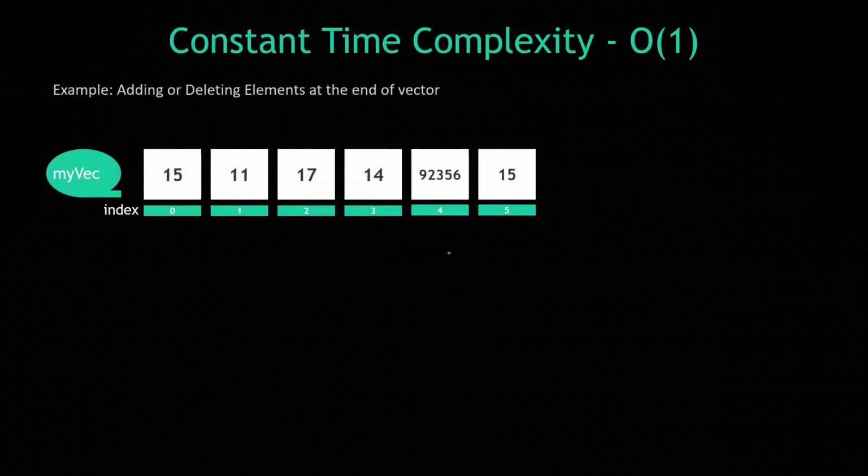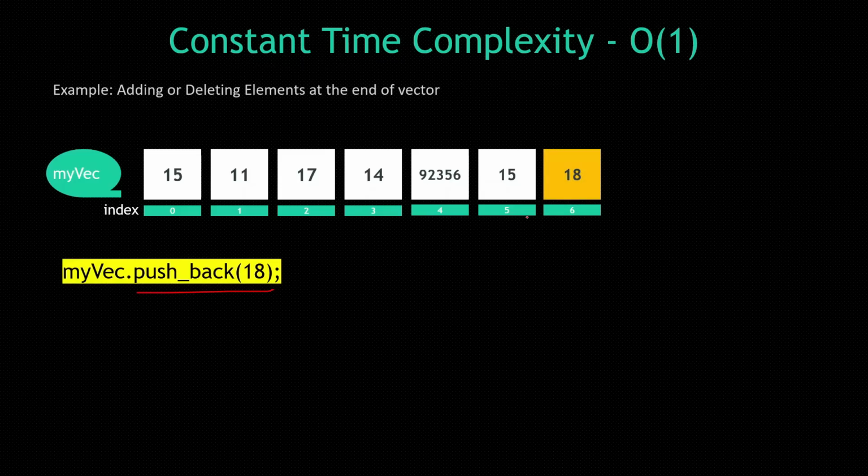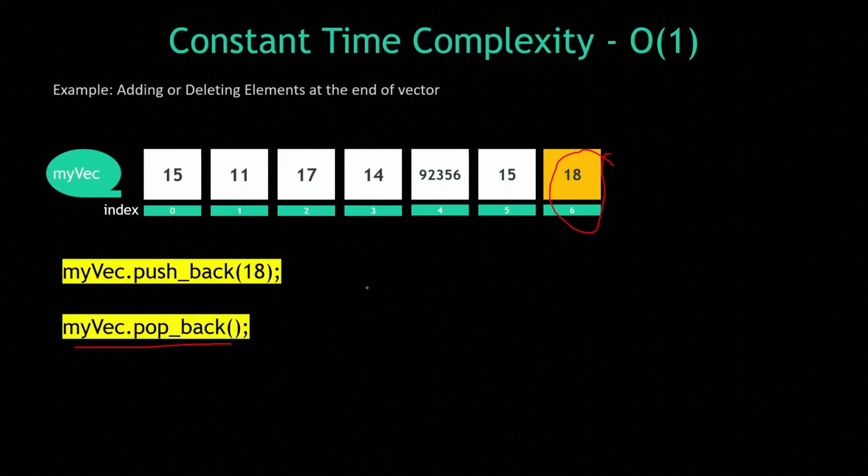Another example of constant time complexity O(1): adding or deleting elements at the end of a vector. Here is a vector named myVec, which has 6 items from index 0 to index 5. Suppose we want to add item 18 at the end of this vector. We simply write myVec.push_back(18). At the end of the vector, the new value 18 is added. What if we want to delete the last item from this vector? We simply write myVec.pop_back() and it will delete the last item.